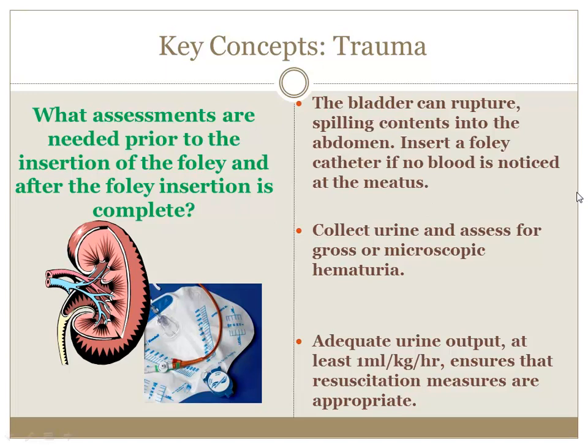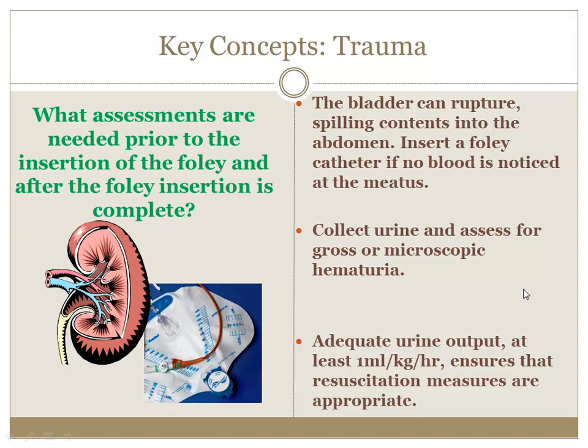A lot of times with men, they will do a digital rectal exam to ensure that the bladder and the prostate and everything's in the space that it's supposed to be, because you just don't want to insert a Foley catheter into a space that's not intact. Once urine is collected, there will be an assessment made for gross or microscopic hematuria, blood in the urine, because of course we want to make sure that the kidneys are not damaged as well as the bladder. Adequate urine output is going to be needed. We want to ensure at least 1 ml per kilogram.